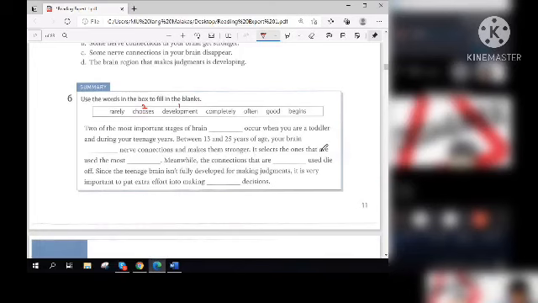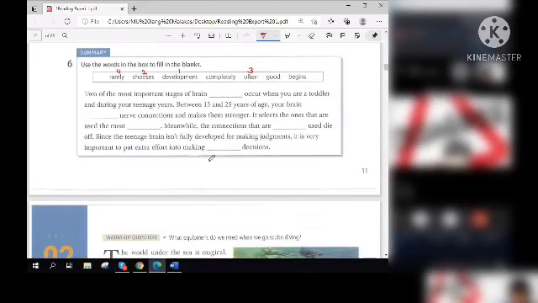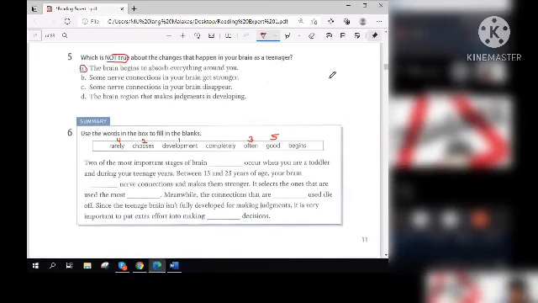And next one, that are used the most blank. Often. Okay, very good. Often. Next one: meanwhile, the connections that are blank use die. Rarely. Okay, very good. Rarely. So we have there number 4. And the final blank, making blank decisions. Good. Okay, very good. Good. And that's it. We're done with that.